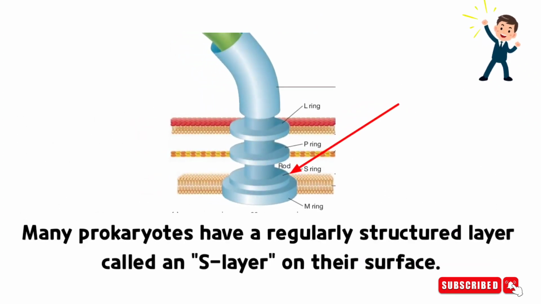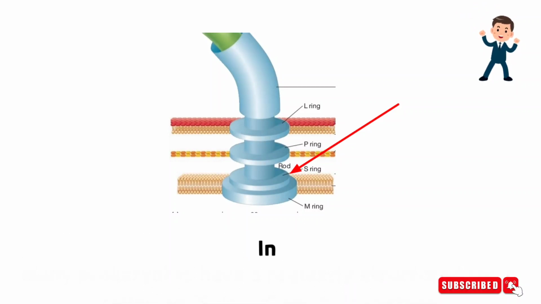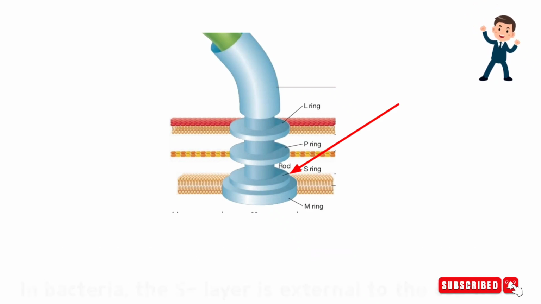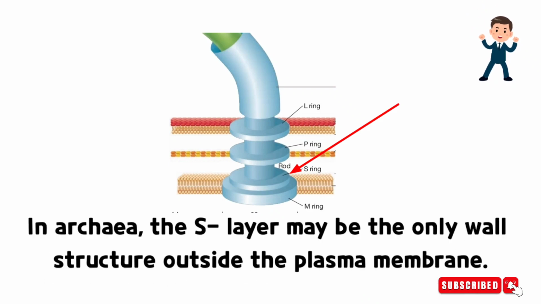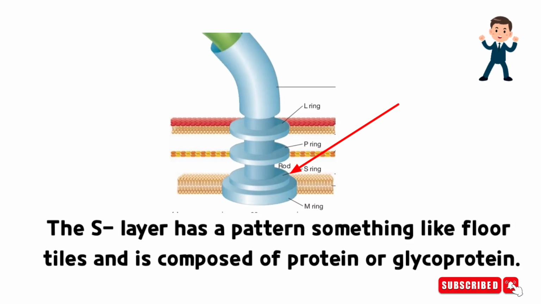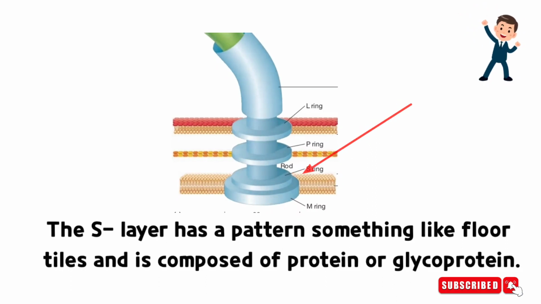Many prokaryotes have a regularly structured layer called an S layer on their surface. In bacteria, the S layer is external to the cell wall. In archaea, the S layer may be the only wall structure outside the plasma membrane. The S layer has a pattern something like floor tiles and is composed of protein or glycoprotein.